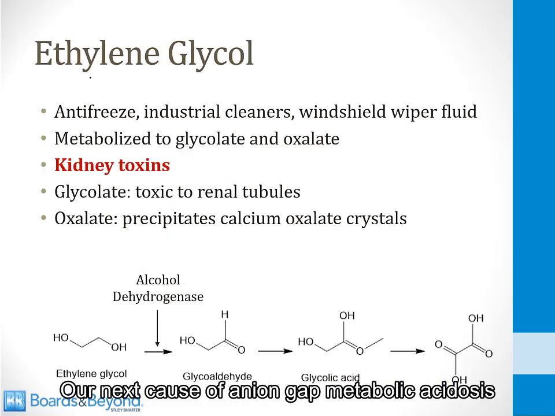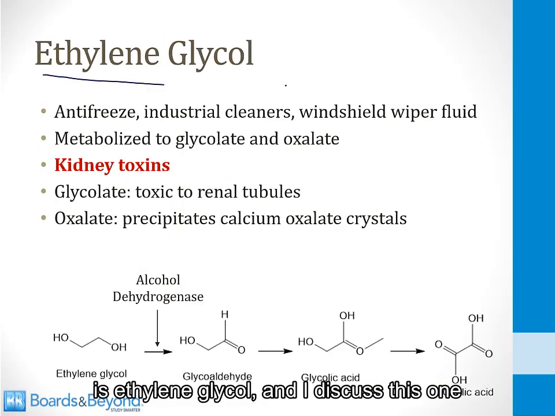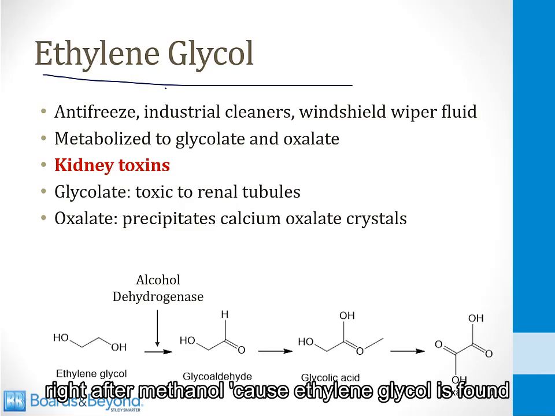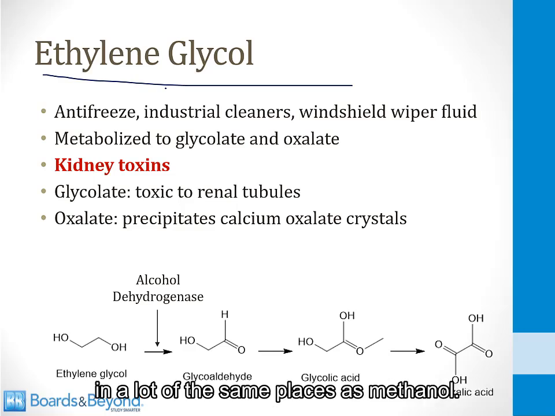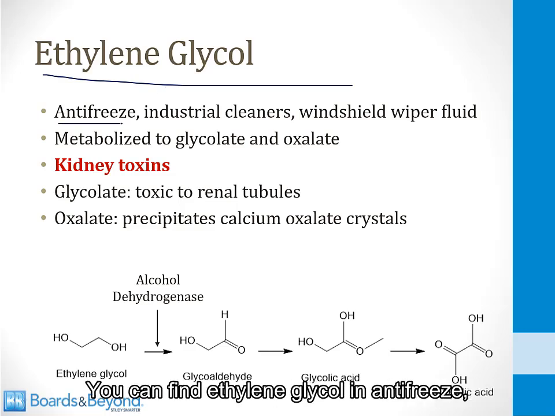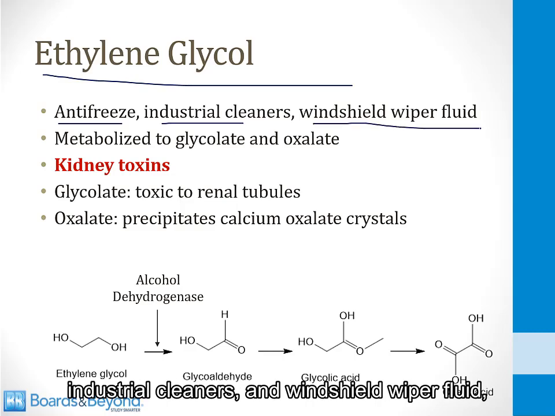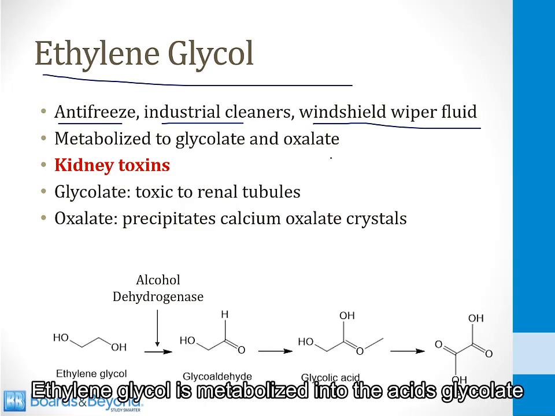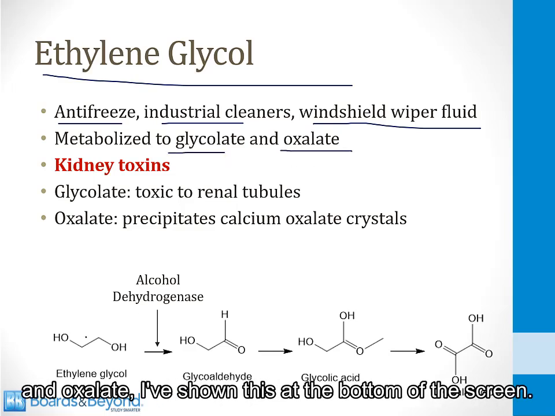Our next cause of anion gap metabolic acidosis is ethylene glycol, and I discussed this one right after methanol because ethylene glycol is found in a lot of the same places as methanol. You can find ethylene glycol in antifreeze, industrial cleaners, and windshield wiper fluid just like you can methanol. Ethylene glycol is metabolized into the acids glycolate and oxalate. I've shown this at the bottom of the screen.